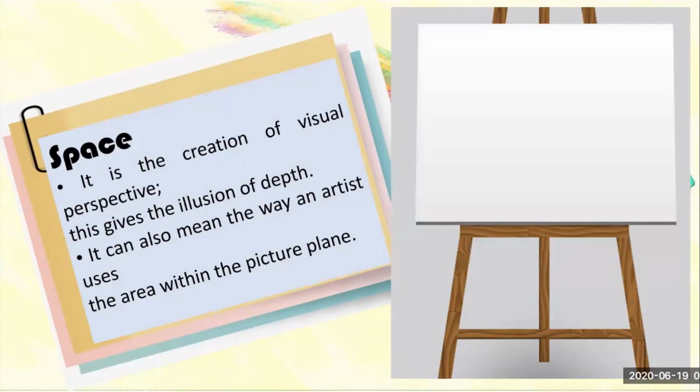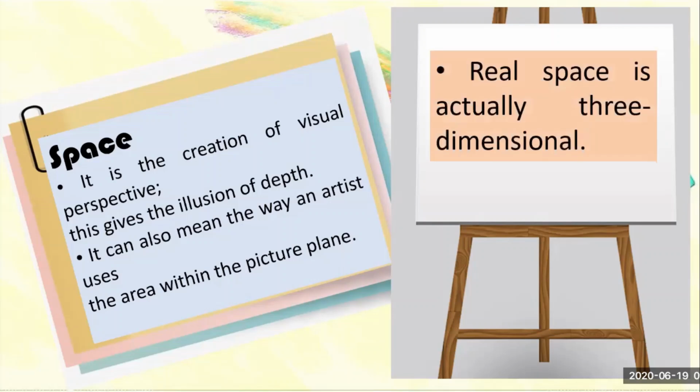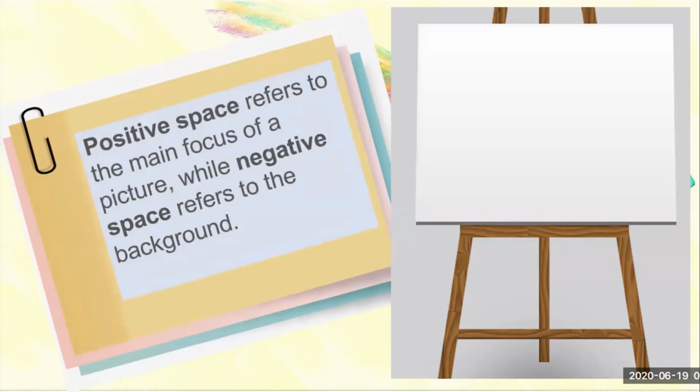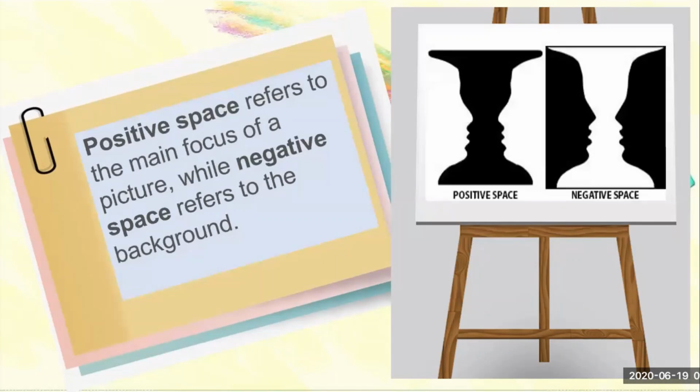Space. It is the creation of visual perspective. This gives the illusion of depth. It can also mean the way an artist uses the area within the picture plane. Real space is actually three-dimensional. Positive space refers to the main focus of a picture, while negative space refers to the background.